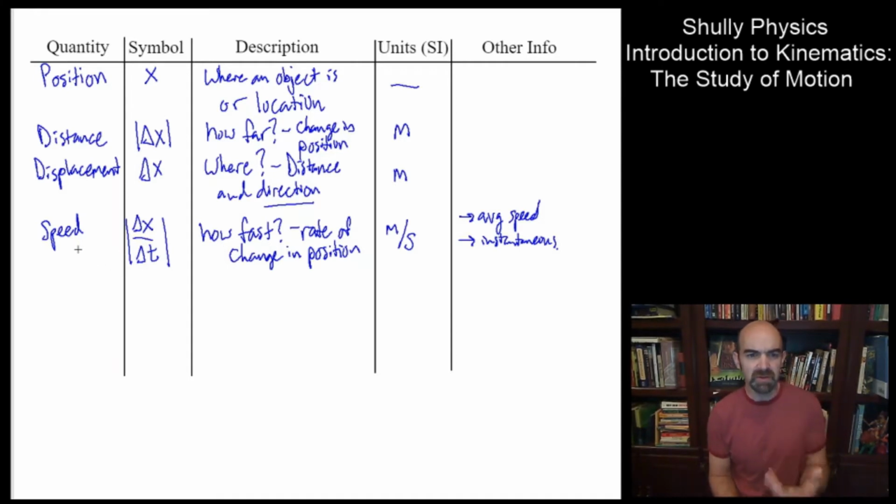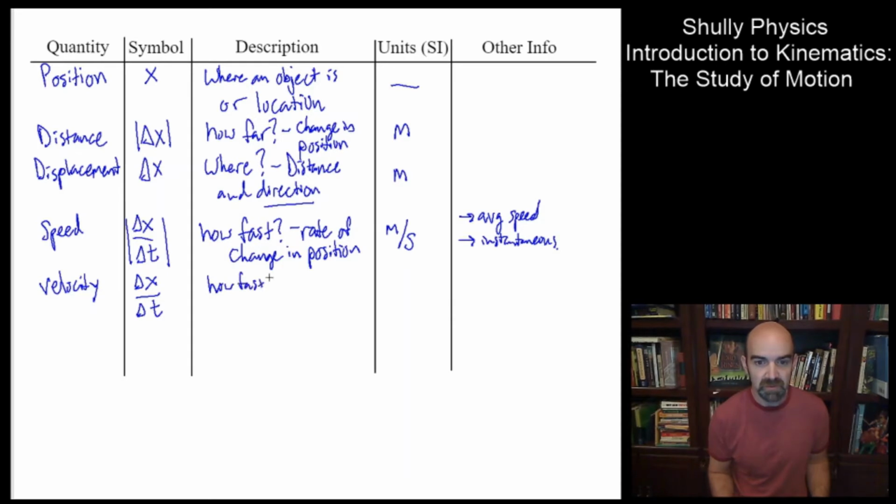So what about direction? Is speed and direction a quantity? Yes, it's called velocity. And if you see the pattern emerging here, you'll guess that this is the same as speed, but you may actually have a negative change of position. What if you go backwards? Then you may have a negative velocity. So this velocity is how fast and in what direction.